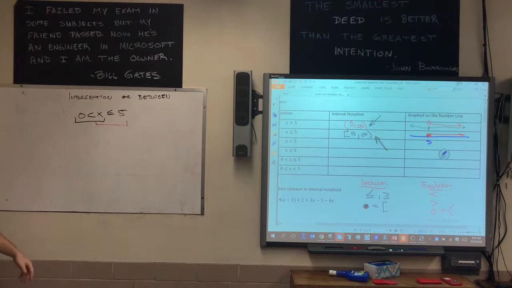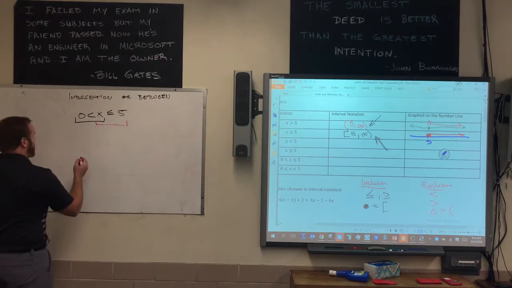Well, numbers for x that are greater than 0 and less than or equal to 5, we have to have the "and" part. That means both conditions need to be met, and that tells us essentially that x has to be between 0 and 5, doesn't it? Does that make sense? Okay.